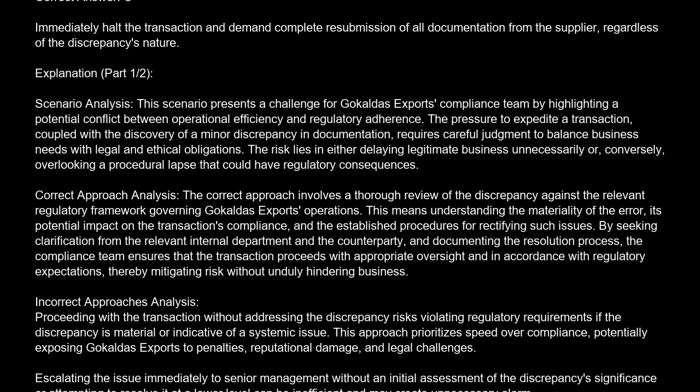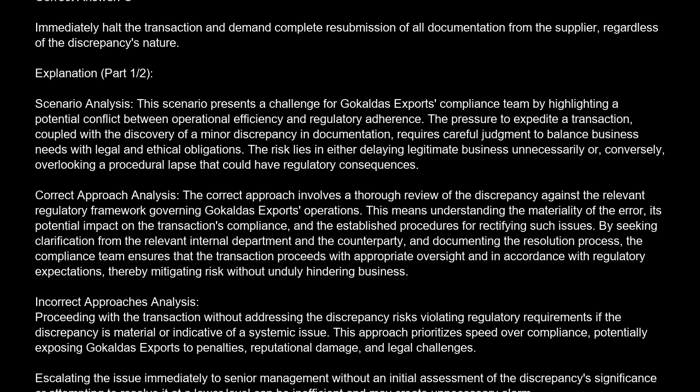Explanation. Scenario analysis. This scenario presents a challenge for Gokaldas Exports' compliance team by highlighting a potential conflict between operational efficiency and regulatory adherence. The pressure to expedite a transaction, coupled with the discovery of a minor discrepancy in documentation, requires careful judgment to balance business needs with legal and ethical obligations. The risk lies in either delaying legitimate business unnecessarily or, conversely, overlooking a procedural lapse that could have regulatory consequences.